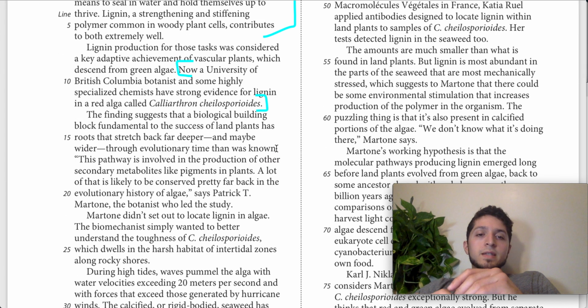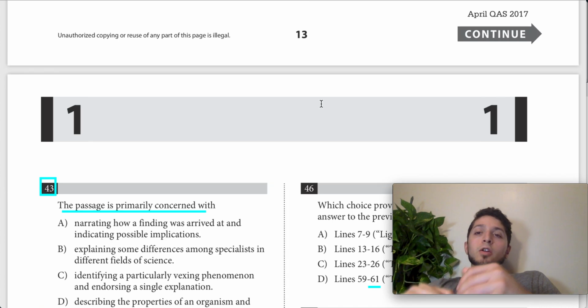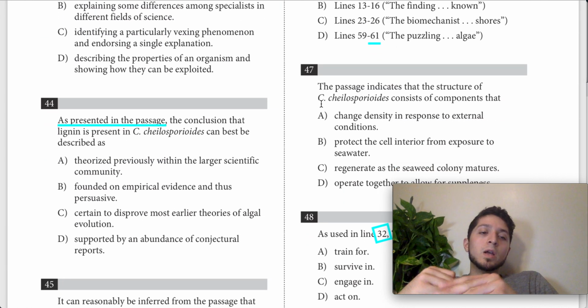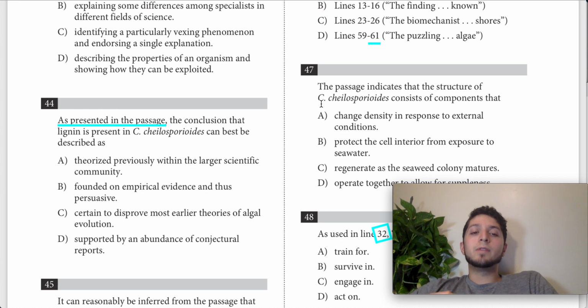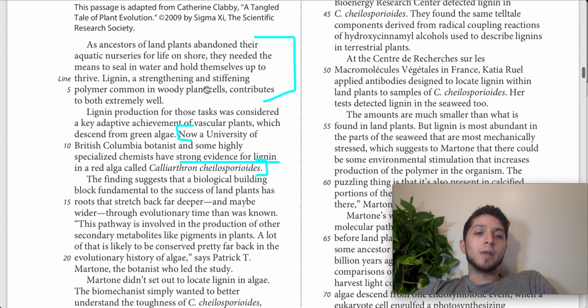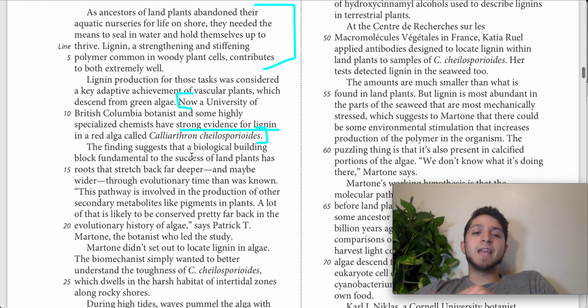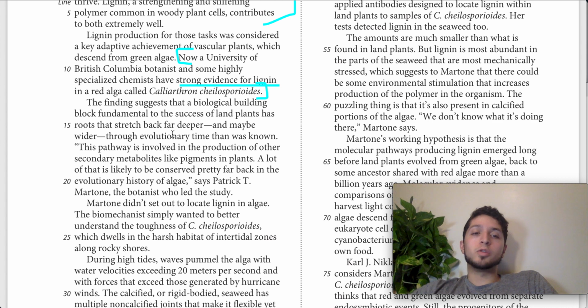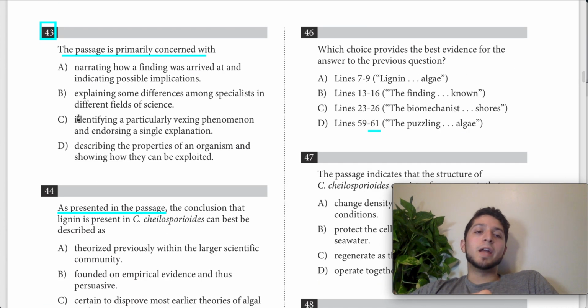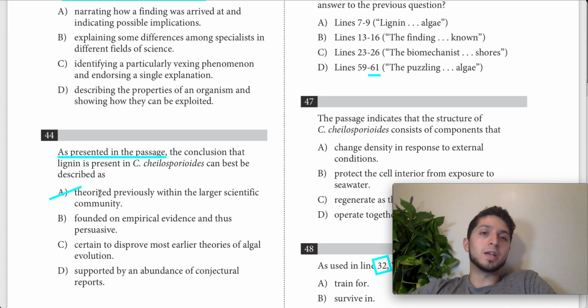All it really says is that we have strong evidence for lignin in a red algae. So maybe an answer choice that refers to that could be our correct answer. If not, then maybe we need to look for another sentence or rethink our approach. But let's see. Answer choice A for 44 says that the conclusion that lignin is present in this algae was theorized previously within the larger scientific community. The text doesn't say this, and actually the passage says the opposite. It presents this as a new finding that we didn't understand before; lignin was only considered to be in plants outside of the water, on the shore. Because this presents a new finding, we shouldn't choose answer choice A.